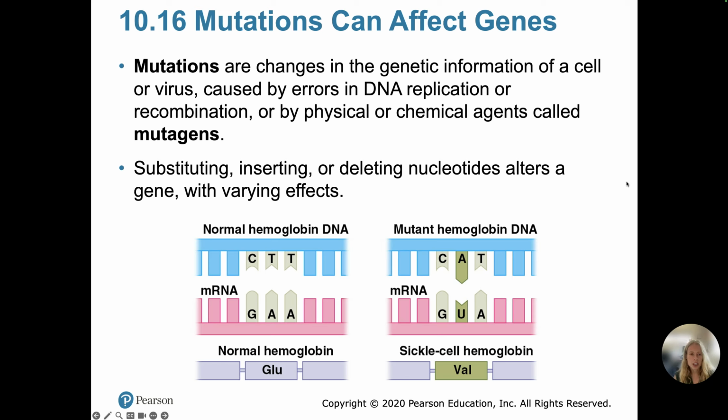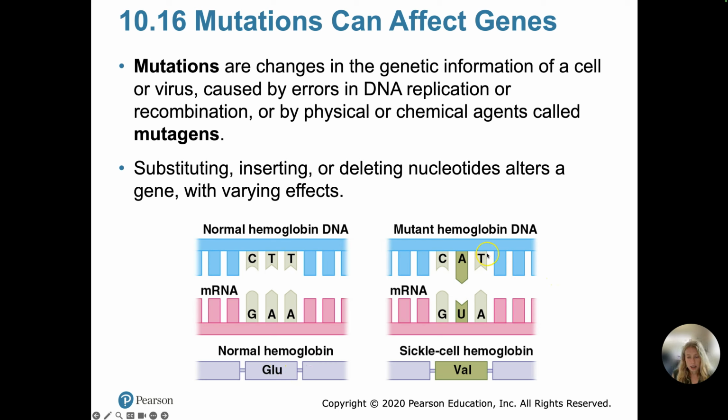There are different types of mutations, and each one has different effects. So substituting, inserting, or deleting nucleotides alters a gene with varying effects. This image here shows the single mutation that causes sickle cell anemia. In the gene for hemoglobin, the normal hemoglobin DNA has the sequence CTT. The complementary mRNA strand to that is GAA. GAA codes for the amino acid Glu, or glutamic acid, and having that there produces normal hemoglobin.